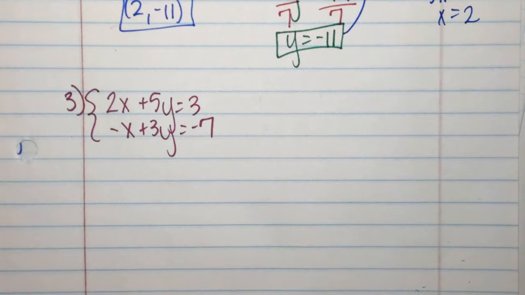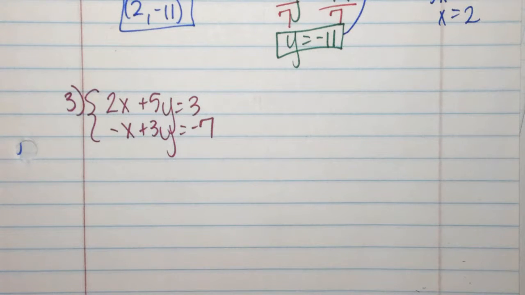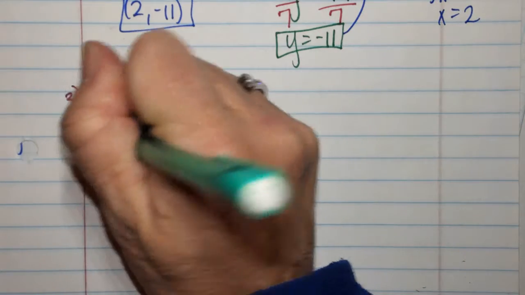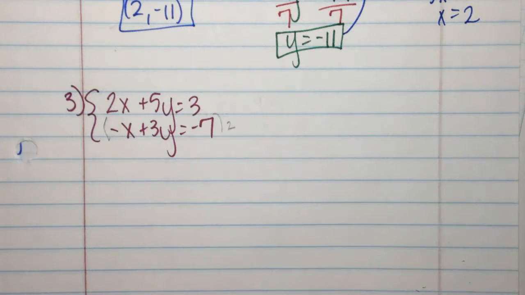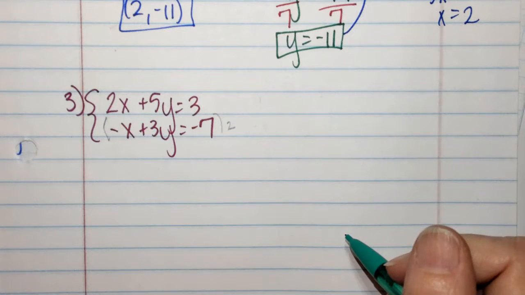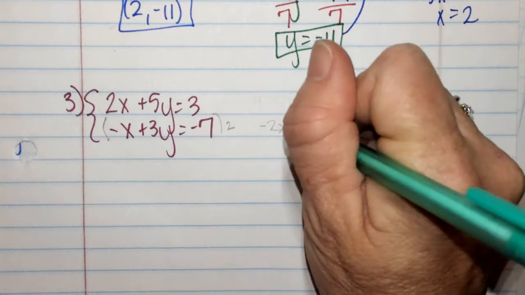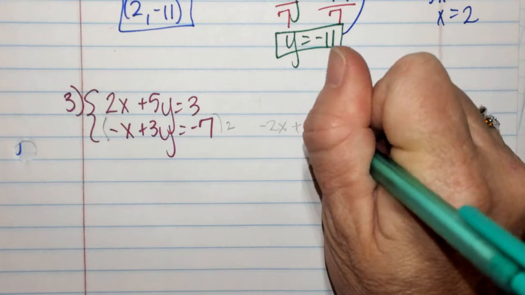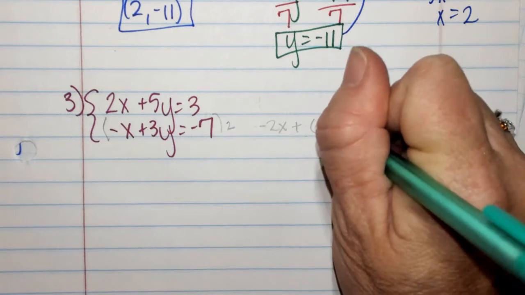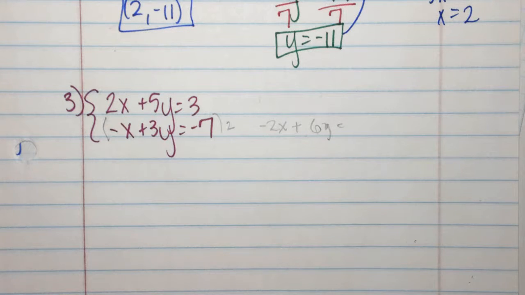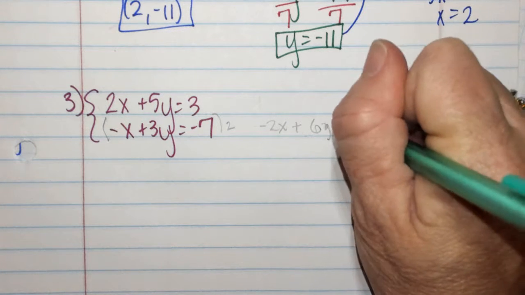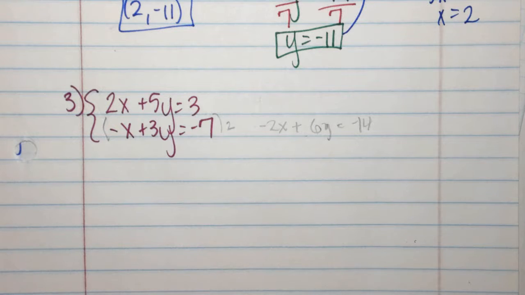What else should we try? The bottom row. What do you want to multiply the bottom row by? By 2. So let's try the bottom row by 2. What do you get for the first term? Negative 2x plus 6y equals negative 14.